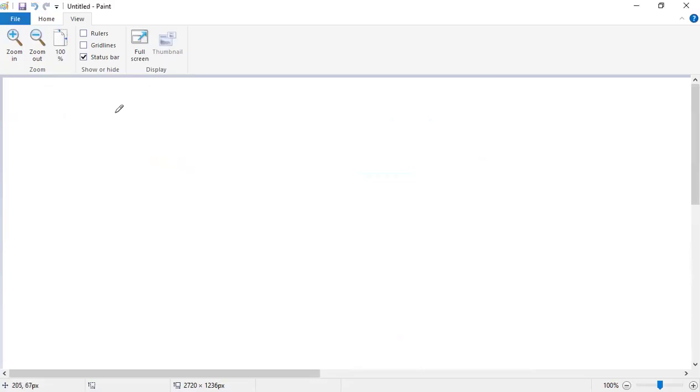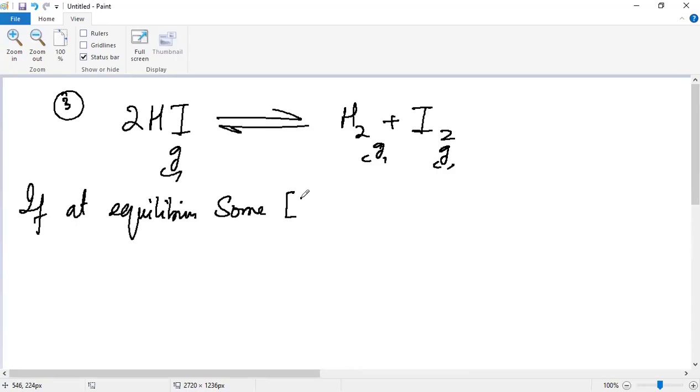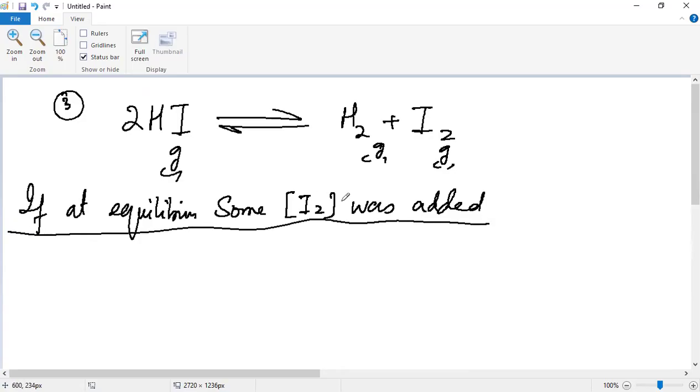Okay, let's say I take another example of a reaction, hydrogen iodide. It dissociates into H2 and I2, and it's a reversible reaction at equilibrium. Regarding concentration, suppose at equilibrium some iodine was added into the solution. If the examiner gives you some volume or concentration, you just need to ignore that unless some calculation is asked. Just check what's added. If iodine is added, you're trying to increase product concentration.